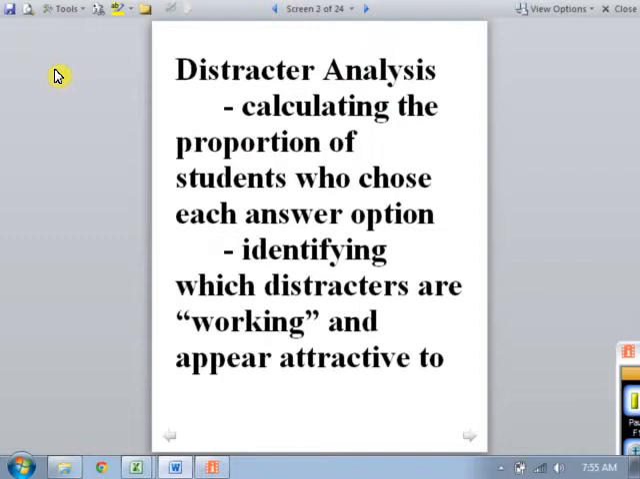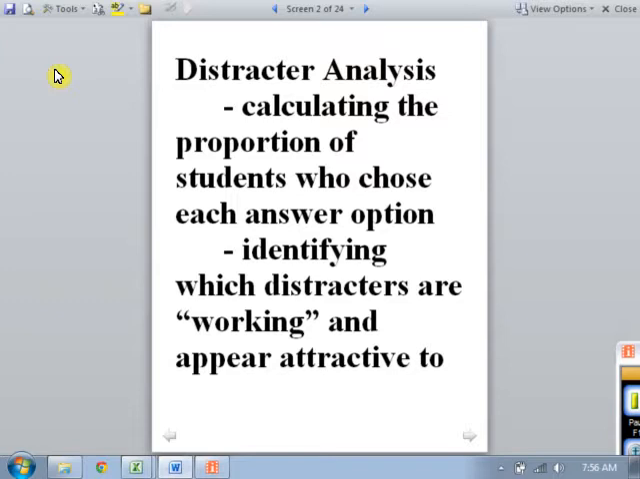Again, we will have just a keyword: the proportion of students who chose each answer option. For each of the choices, or distractors, we will compute the proportion of those who chose them. But when we talk about distractors, we will not talk about how many chose the answer. We already knew that when we computed the index of difficulty and the index of discrimination.